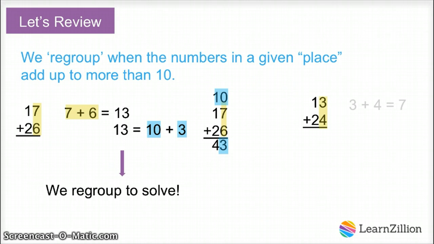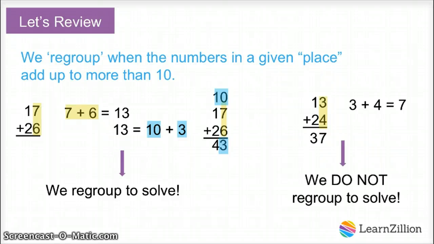In the next example, we see 13 plus 24. We know that 3 plus 4 equals 7. We write that in the ones place. We then add the tens. 1 ten plus 2 tens equals 3 tens. The answer is 3 tens plus 7 ones, making 37. We do not regroup to solve.